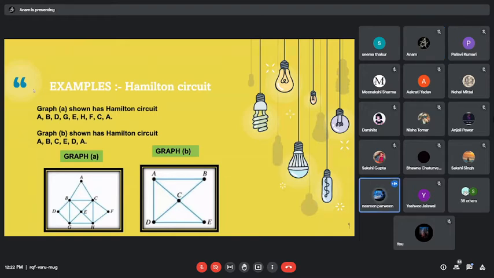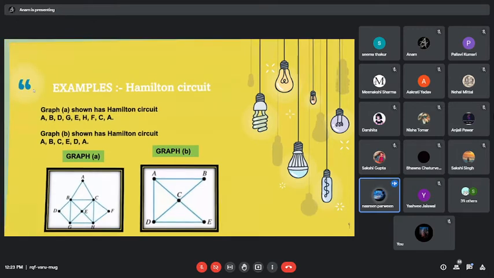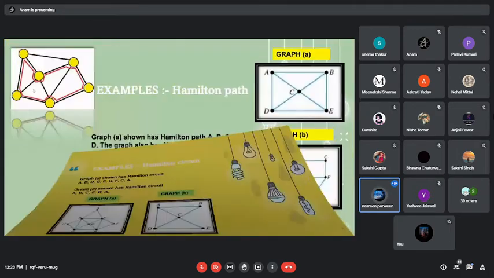Now, let us move on to examples of Hamilton circuit. The first example is graph A. It has a Hamilton circuit because the starting point is A and the ending point is also A, and it passes through all other vertices of the graph exactly one time. Just like here is the circuit A, B, D, Z, E, H, F, C, A.